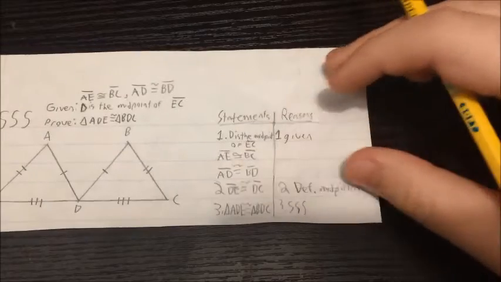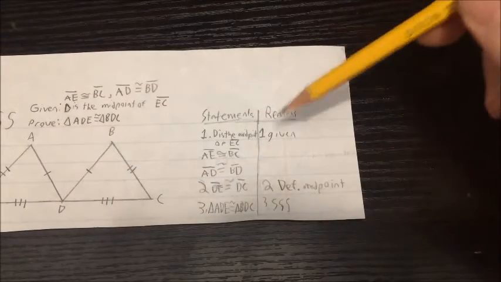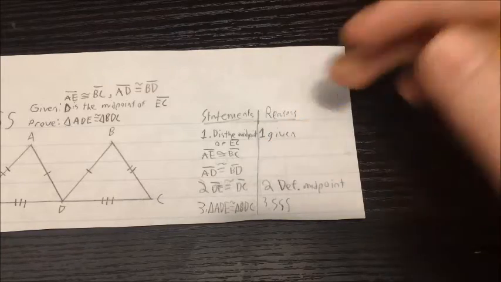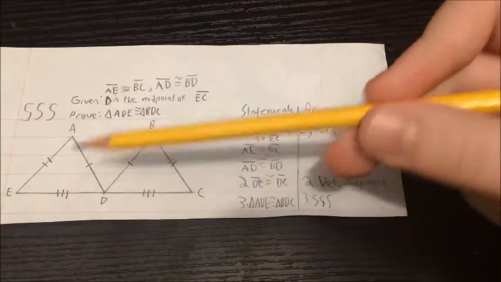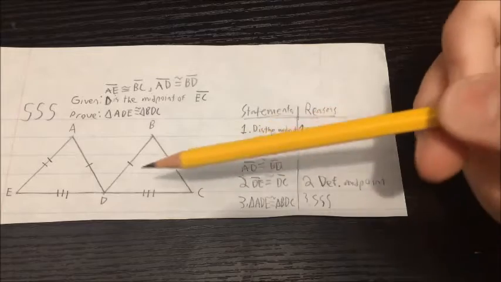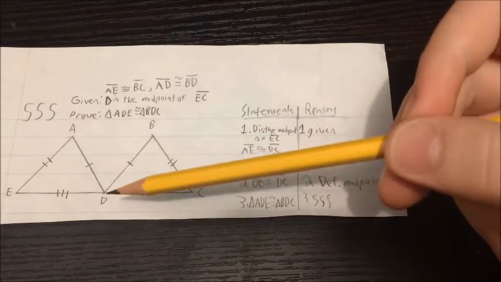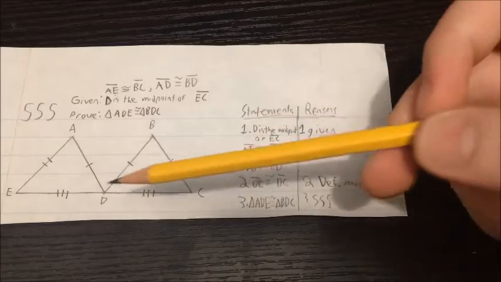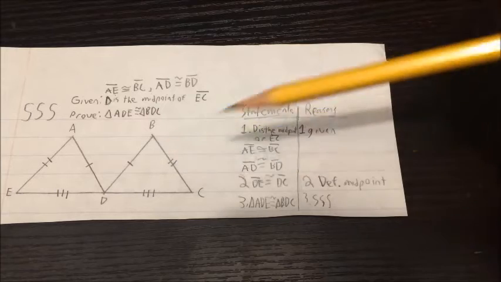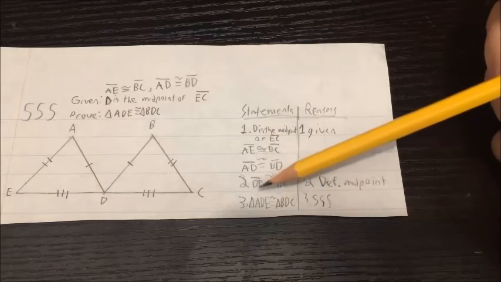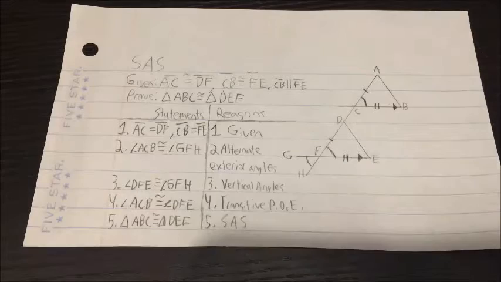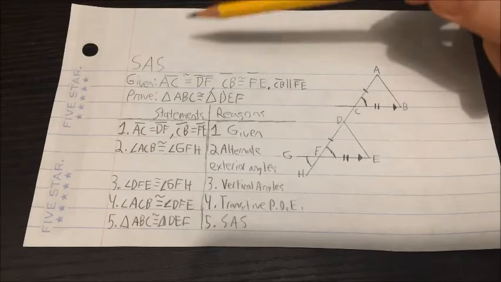We have to prove that triangle ADE is congruent to triangle BDC. First step to correctly solving this proof using side, side, side is to state our givens, as with every single proof. After we have done that, the second step is to prove that line DE is congruent to line DC, and we can do that because of definition of midpoints, which states that the two sides of a midpoint are congruent. Now that we have this, we know that all three sides of this triangle are congruent to all three sides of this triangle, which means we can prove that triangle ADE is congruent to triangle BDC using side, side, side.